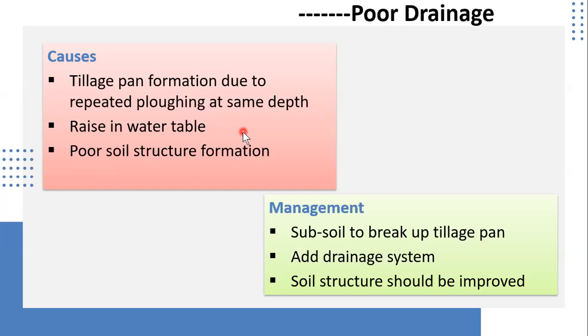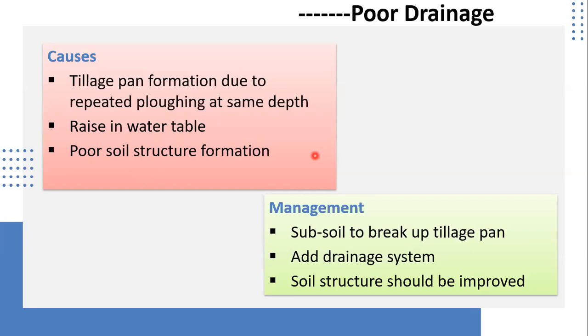Poor soil structure formation. If your soil structure is poor, that will also be responsible for the compaction, crusting, or tillage pan formation, and that will also cause poor drainage. Because basically, if you have a structureless soil, you don't have macropores, and the micropores are clogged by the soil particles, especially the very fine clay particles, which get into the soil micropores, and those micropores will be clogged, and then there will be poor drainage.